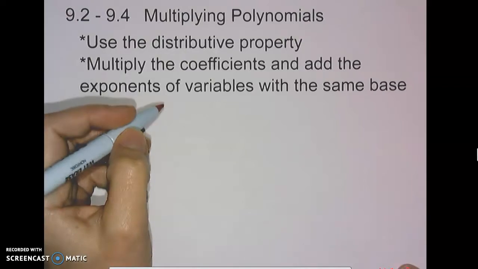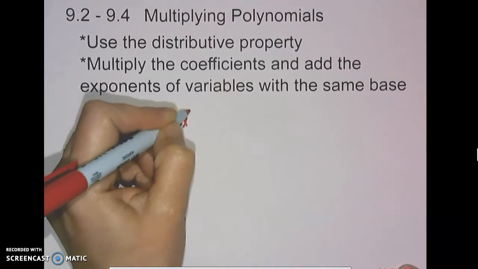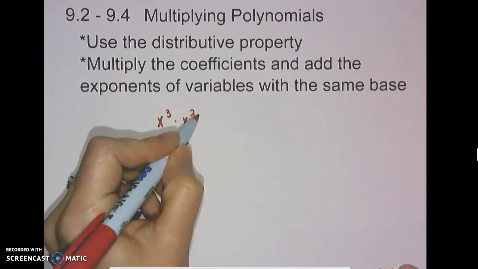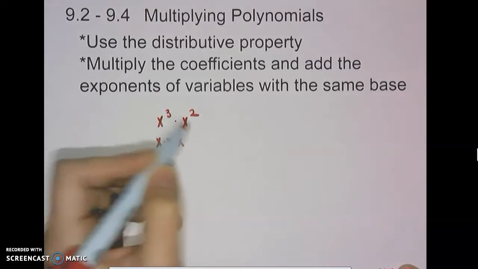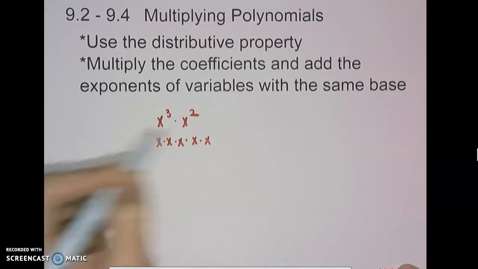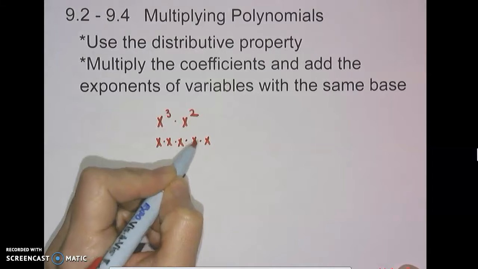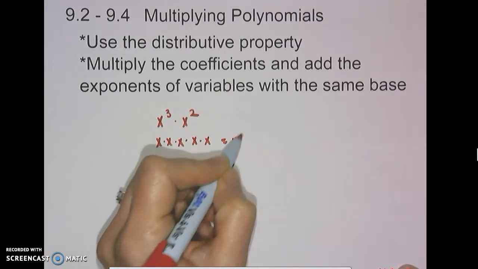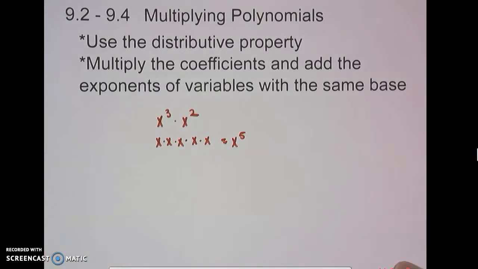So what I mean there, if we're taking x to the third times x squared, what that really means is x to the third is x times x times x, and x squared is x times x. So if we have x times x times x times x times x, that would be x to the fifth power. So what we're doing here is taking those exponents and adding them together. So as we distribute in, we're adding the exponents, but we're just multiplying the coefficients. The numbers act like numbers.